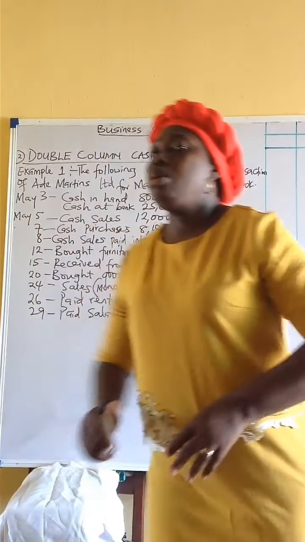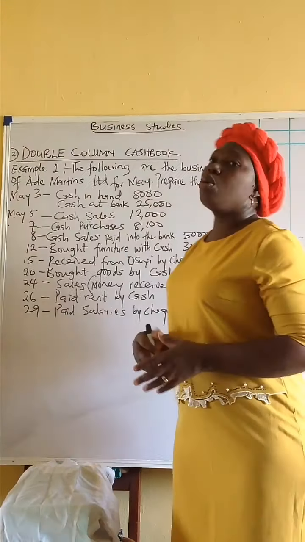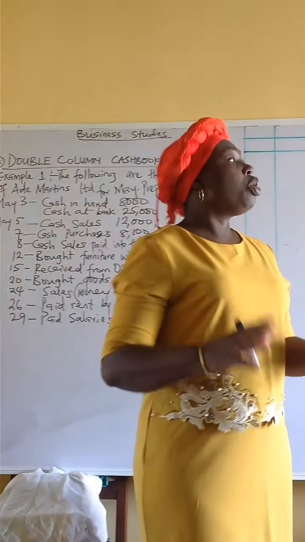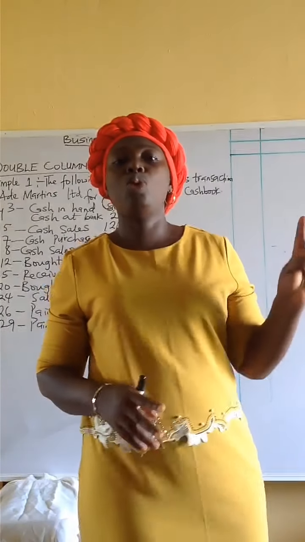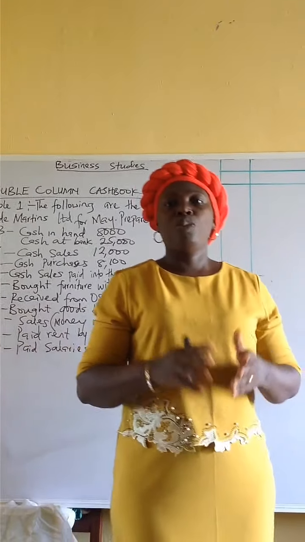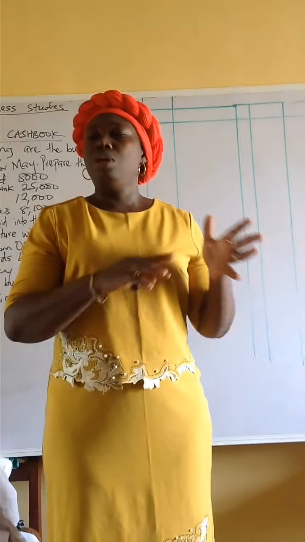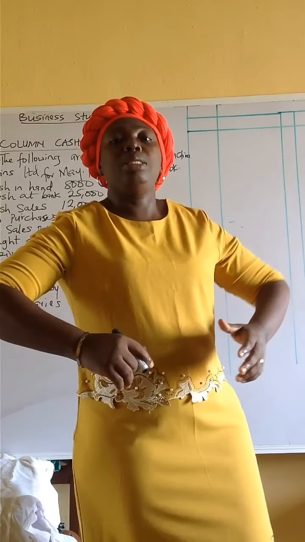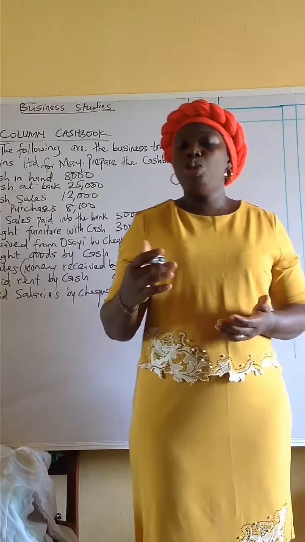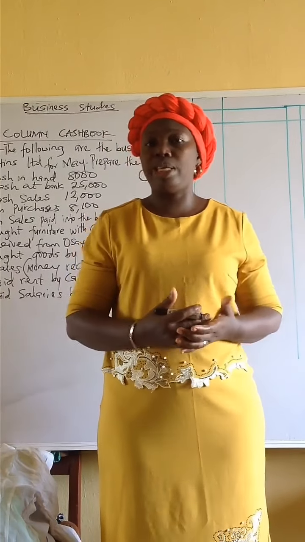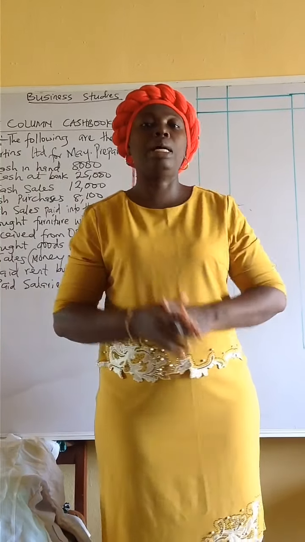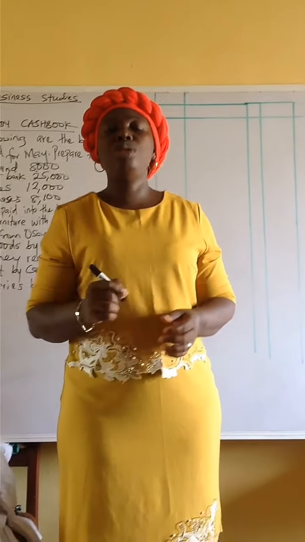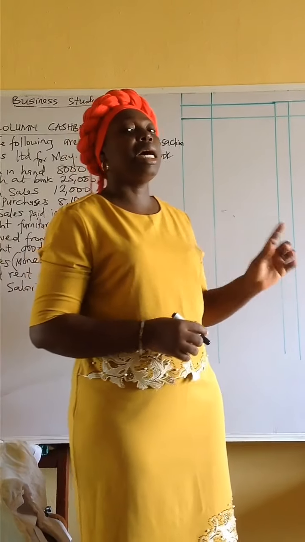Good day, class. Our topic today is the second two-column cash book, or the double column cash book. It is called double column because you have two columns for money, cash and bank. Sometimes the business might receive payment by cash, or through checks, or they pay directly into their bank account. Such are recorded in the bank column. But if the money is received by cash, then it's recorded in the cash column.